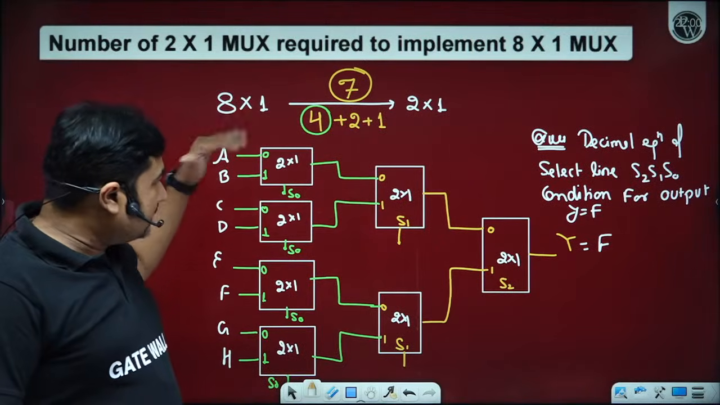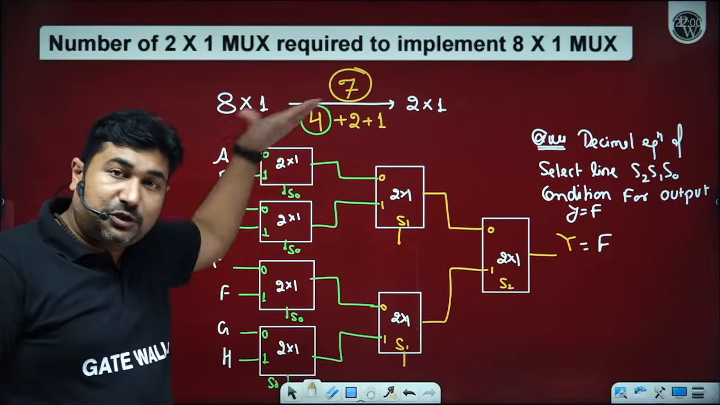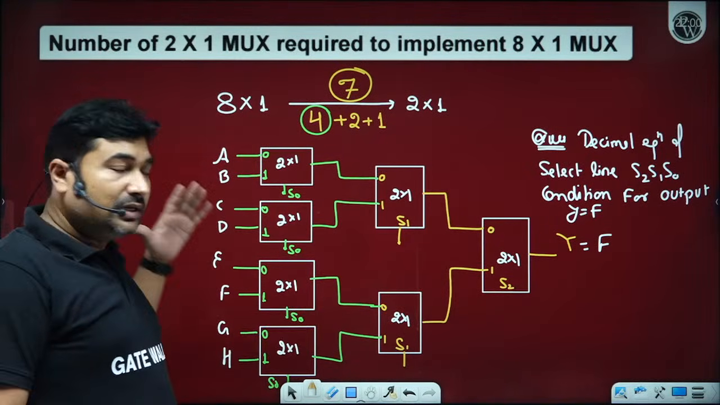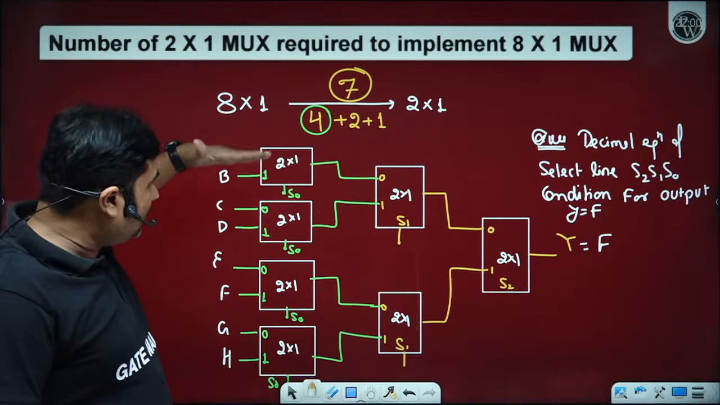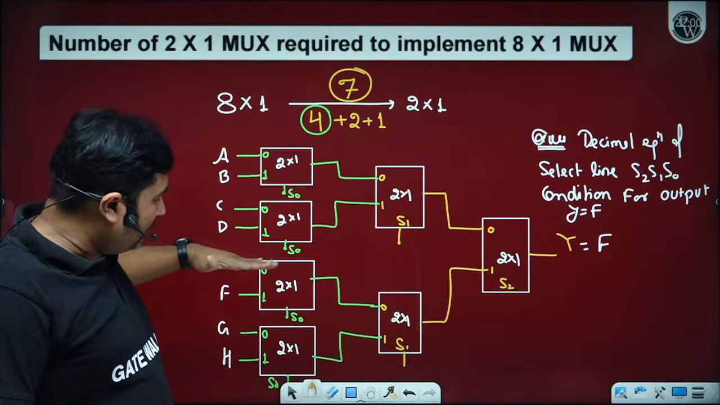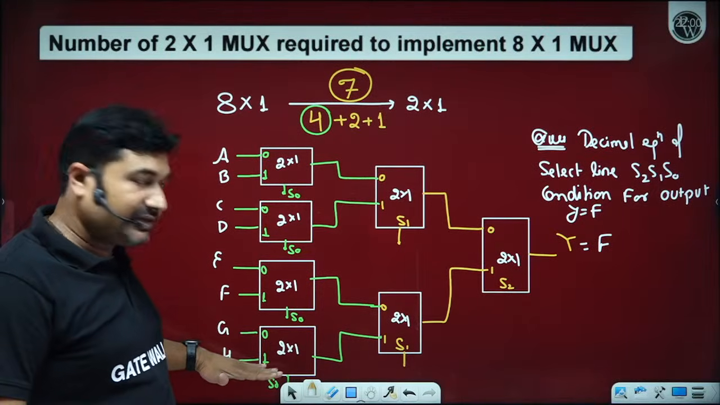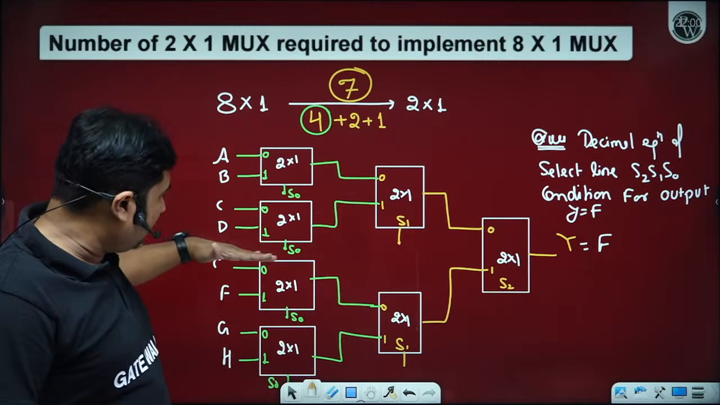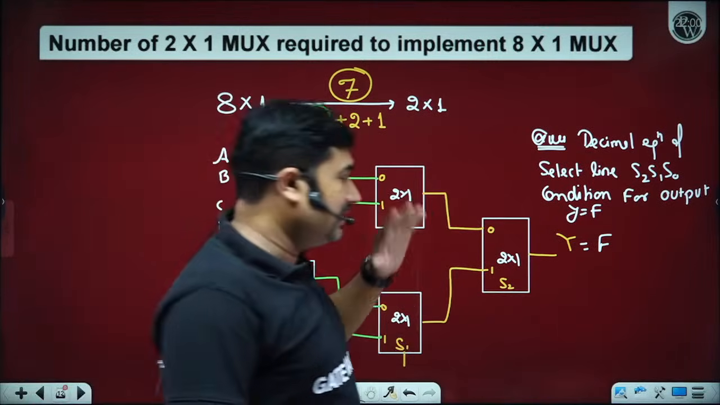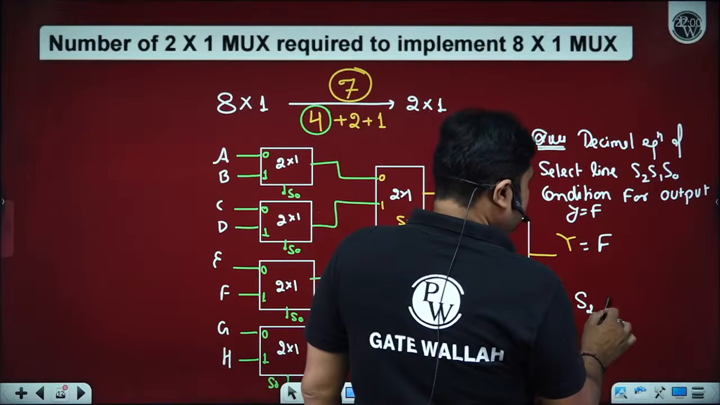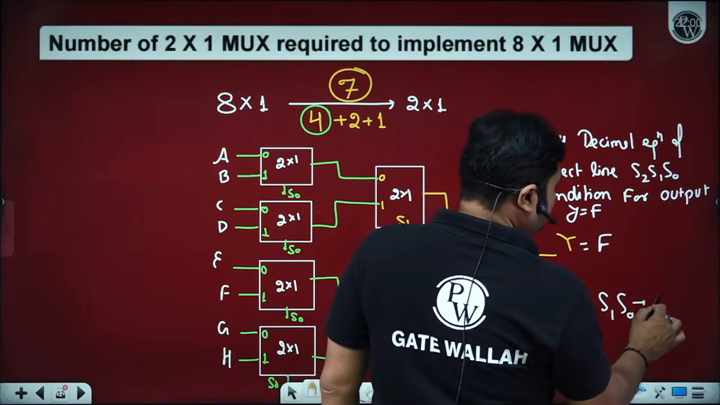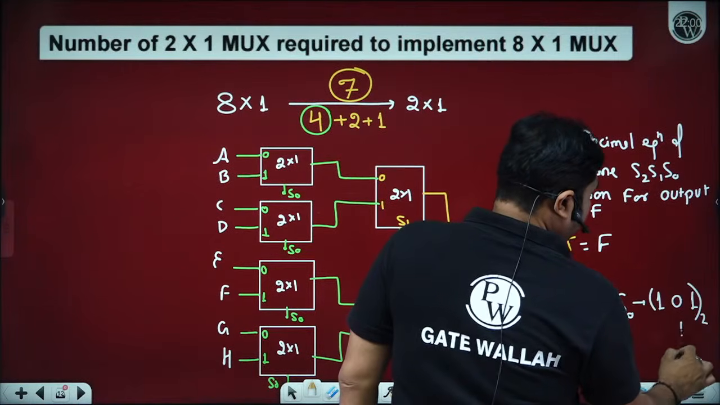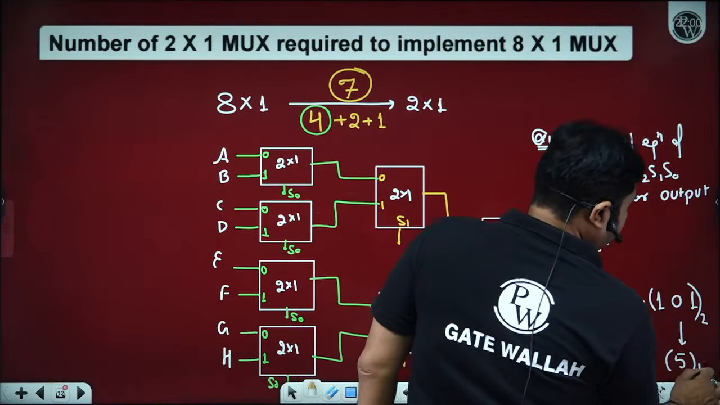Since this is a standard representation, top to bottom, LSB to MSB, we have to observe I0, I1, I2, I3, I4, I5, I6, I7. F means I0, I1, I2, I3, I4, I5, so definitely we are getting the binary of 5. It means S2, S1, S0 must be equal to 1, 0, 1. If we convert it into decimal, we have 5.